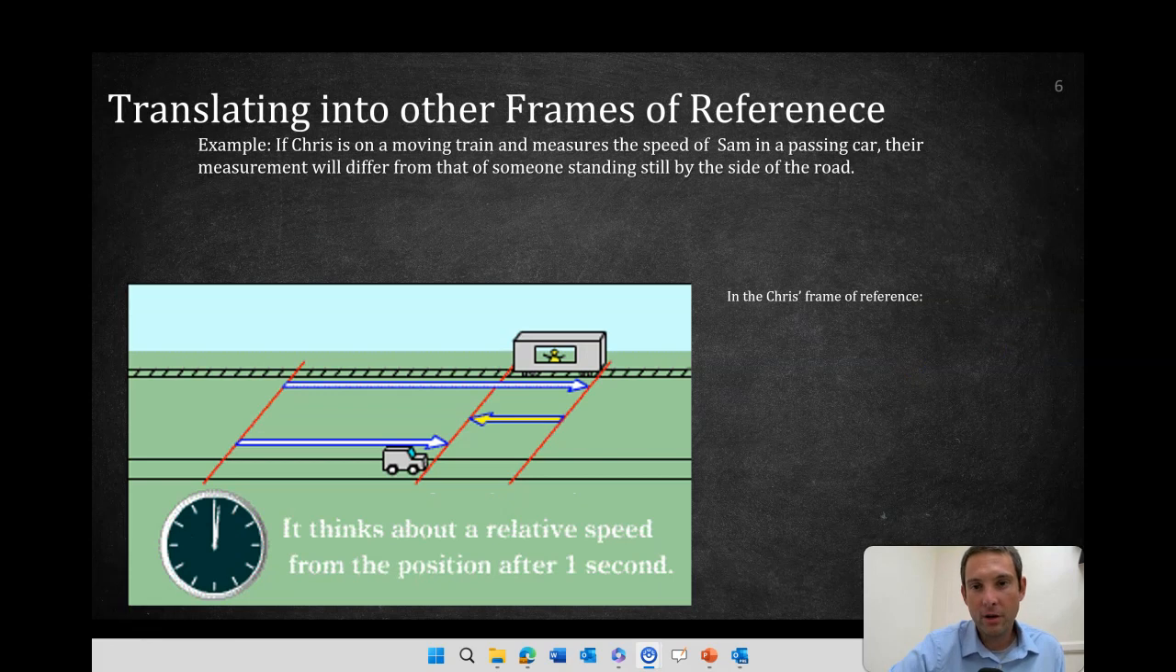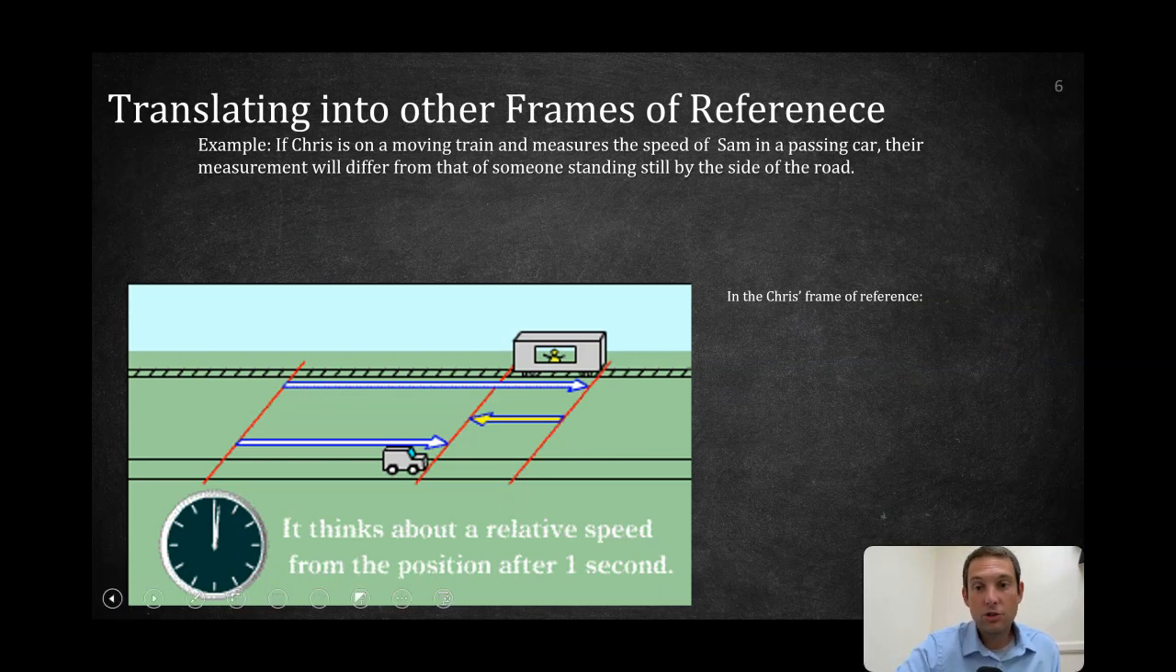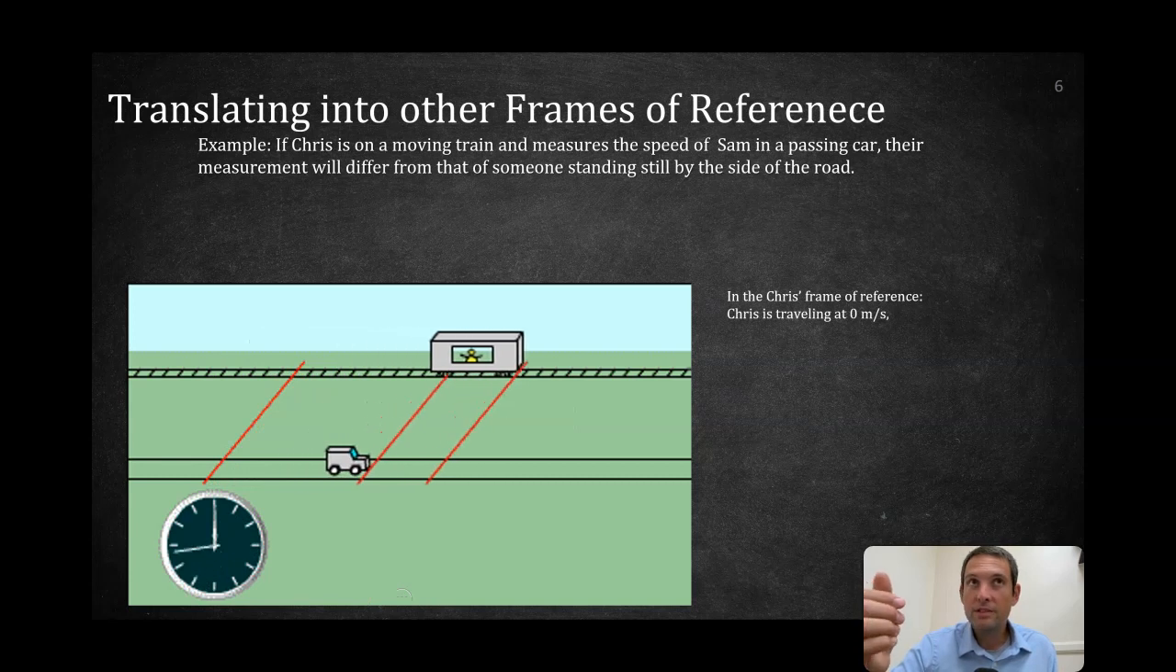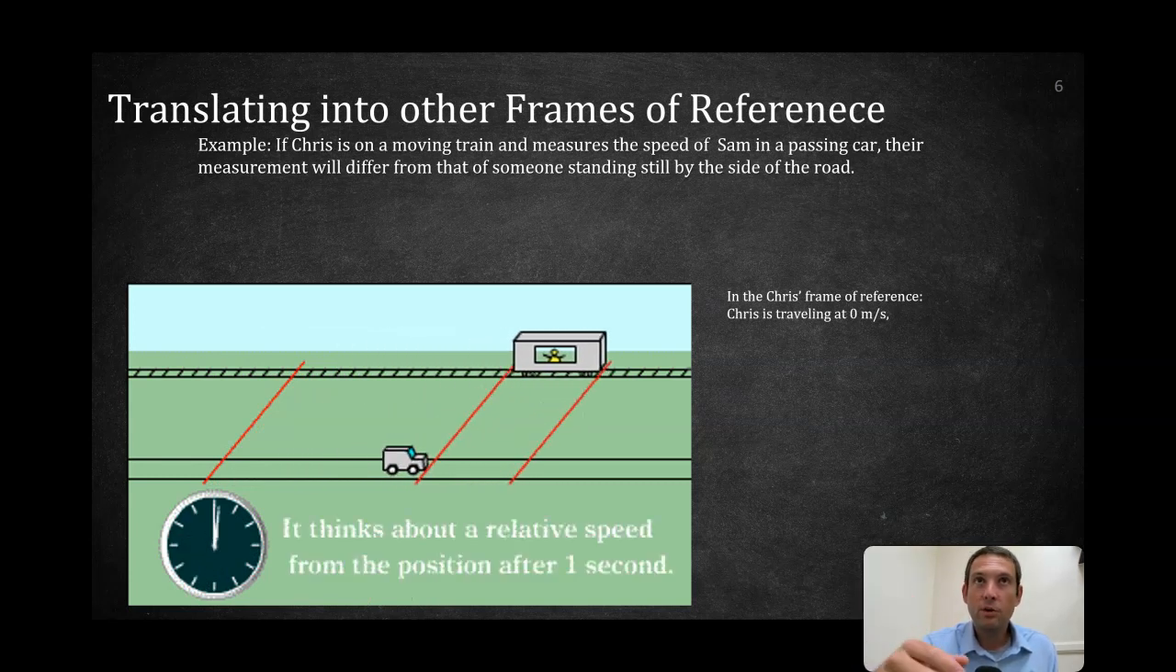Now let's go ahead and think about Chris's frame of reference. So this is to Chris. So everything is relative to Chris. Chris is traveling at 0 meters per second. You notice this when you're in the car. Even though your car is moving, if you look at things inside of your car, because they're in your frame of reference, they're moving with you, it appears like they're not moving. We're going to see that in action a little bit later.